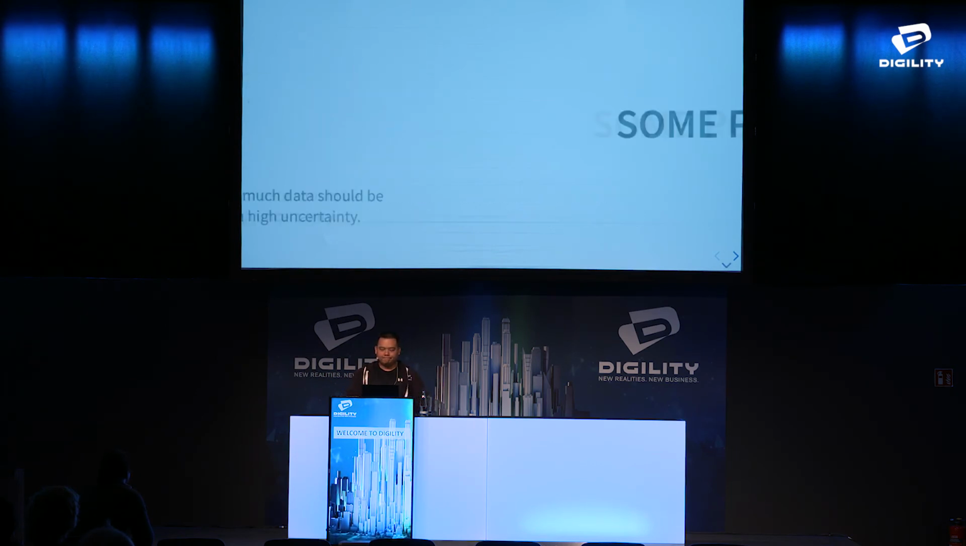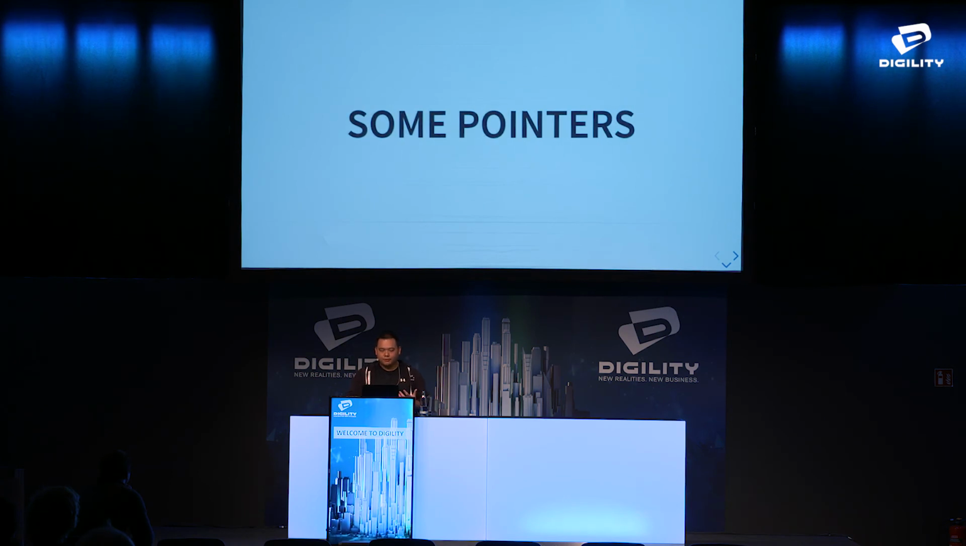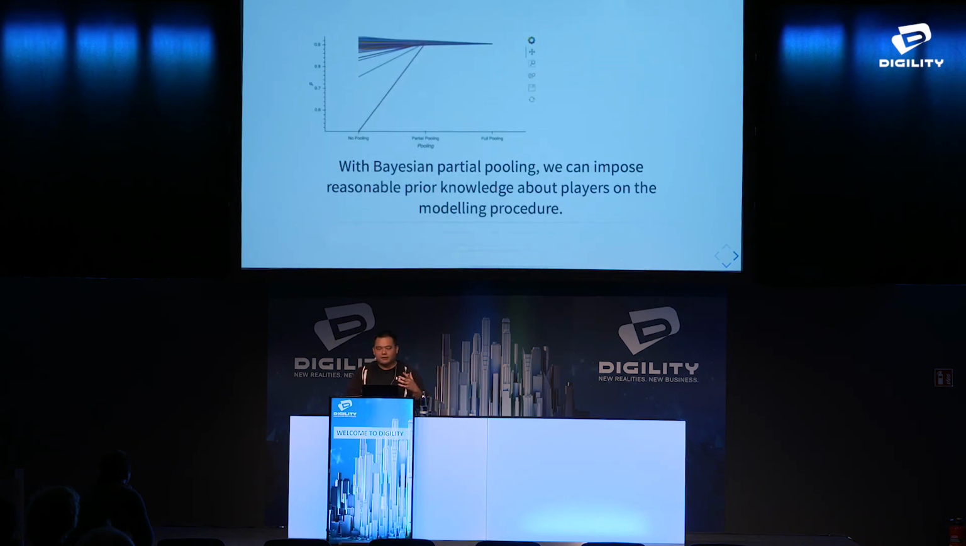All right? OK, so some pointers I want to raise here. First off, we call this Bayesian partial pooling. And that is a way of sharing information between players. And this hopefully is a good anchoring example for you. And so we can impose reasonable prior knowledge. And instead of having unreasonable estimates, now players are sort of centered around the population mean, so we don't get these unreasonable estimates there.